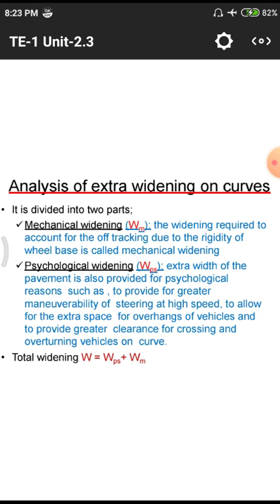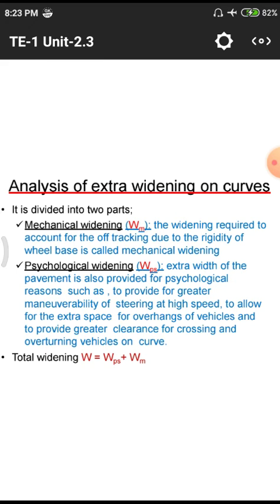We need this transportation basically to import and export, so we have some amount of extra widening for large span vehicles that have a huge capability to bear loads, that means goods and others. Physiological reasons provide greater maneuverability and steering at high speed, extra space overhang of the vehicles, and greater clearance at crossings.